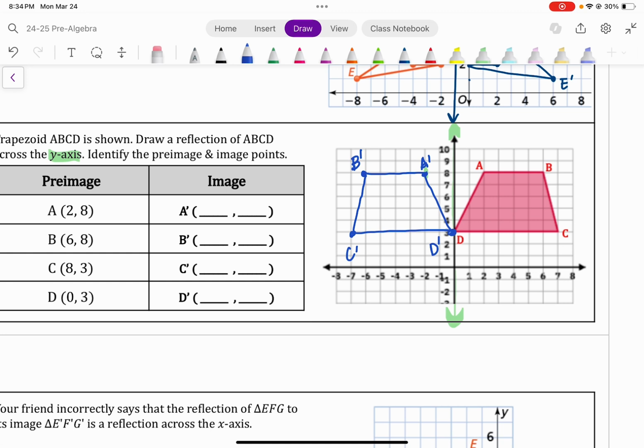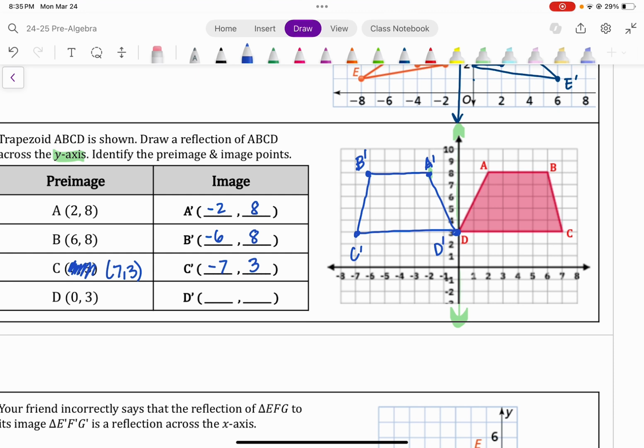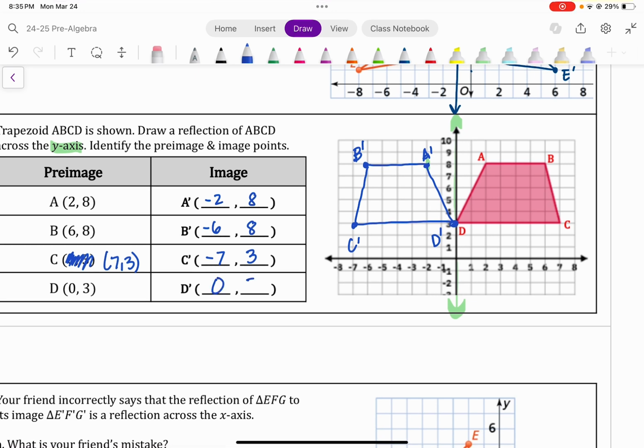So A was at 2, 8, A prime is at negative 2, 8. B was at 6, 8. B prime is at negative 6, 8. C was at 7, 3. So C prime is at negative 7, 3. And D is at 0, 3. D prime is just going to stay there. So that one stays the same.